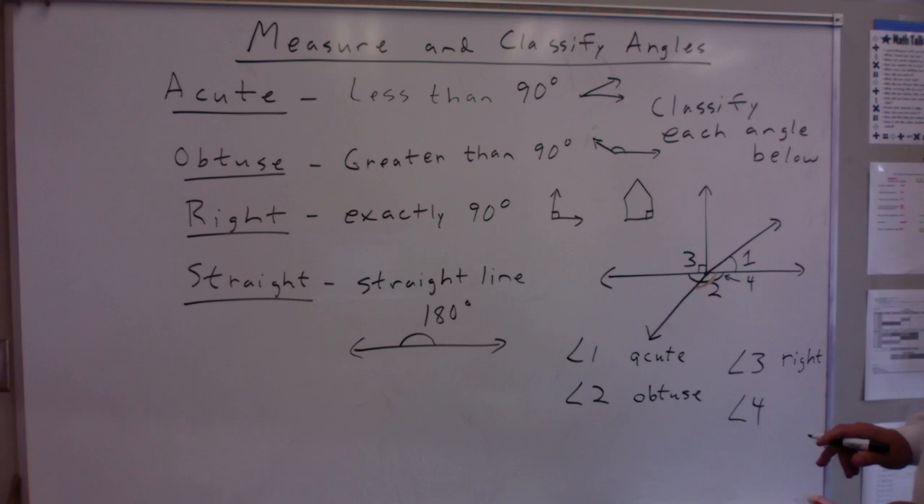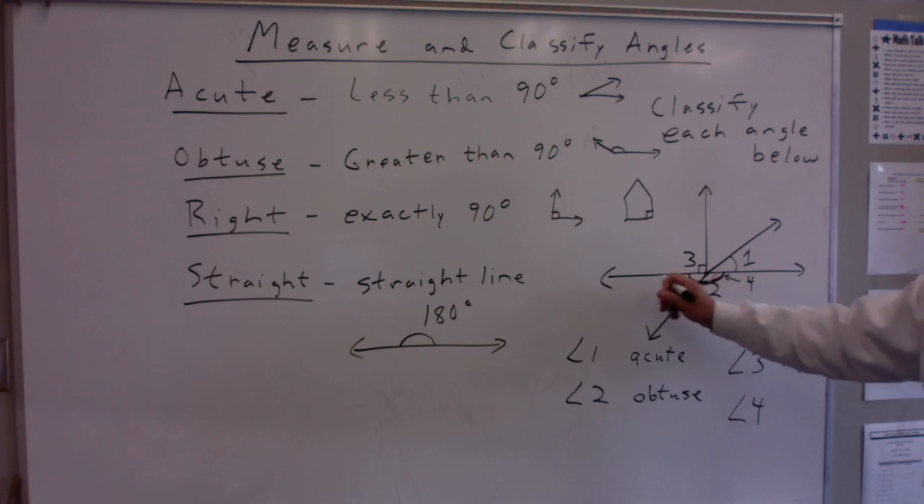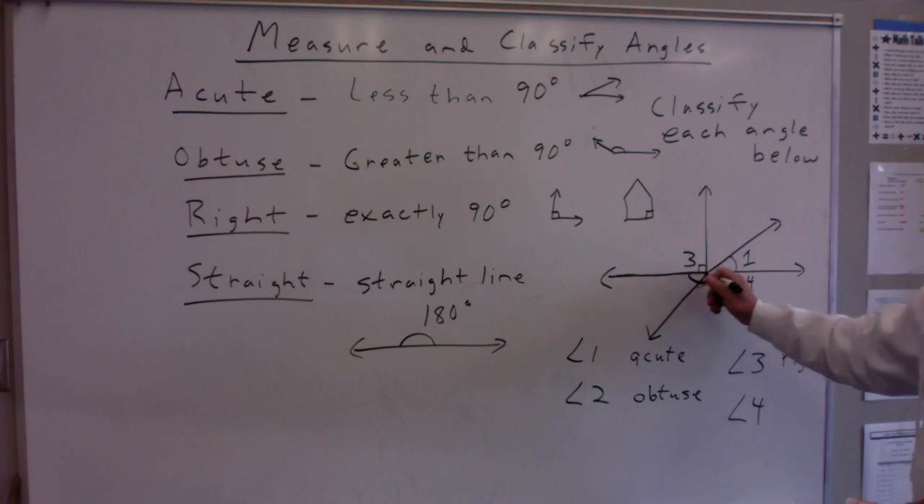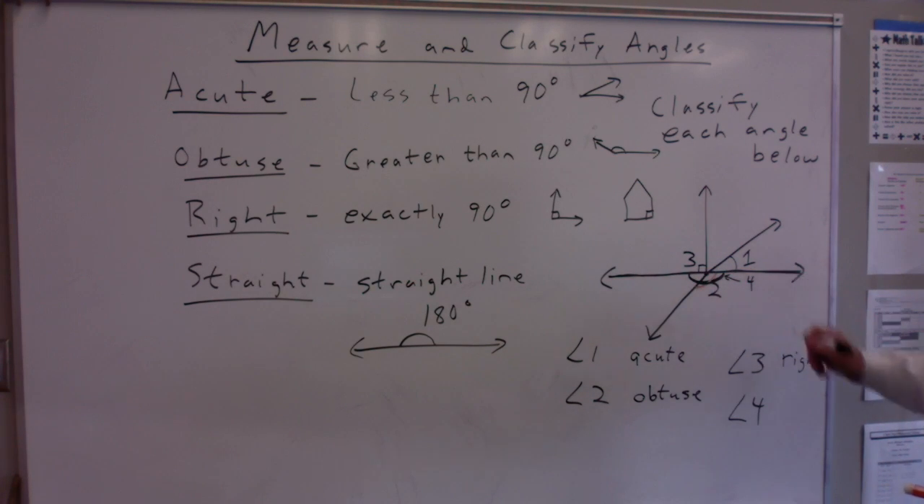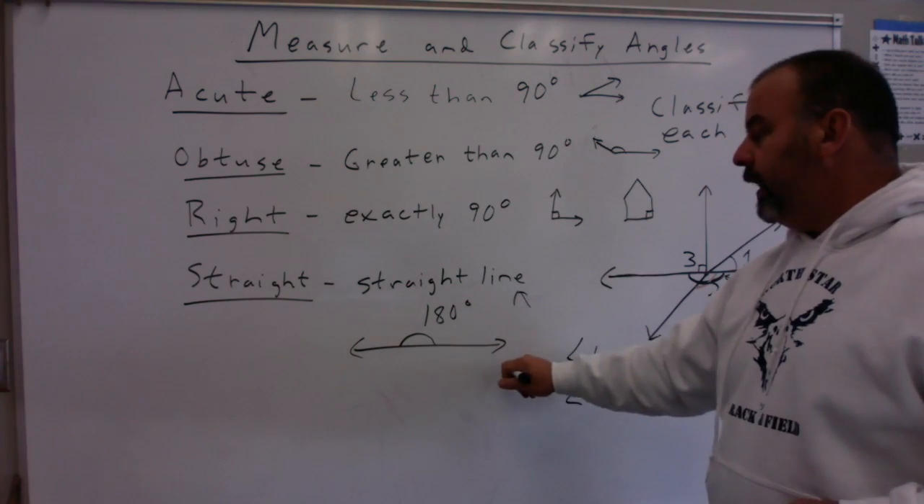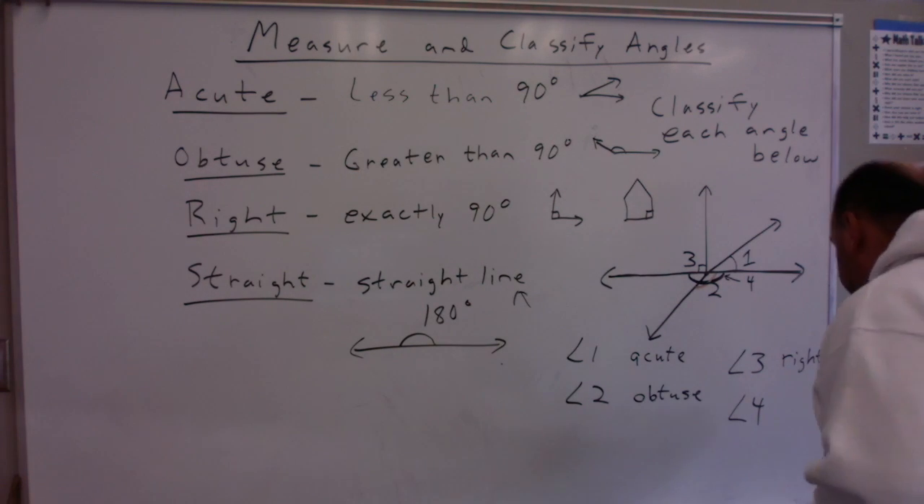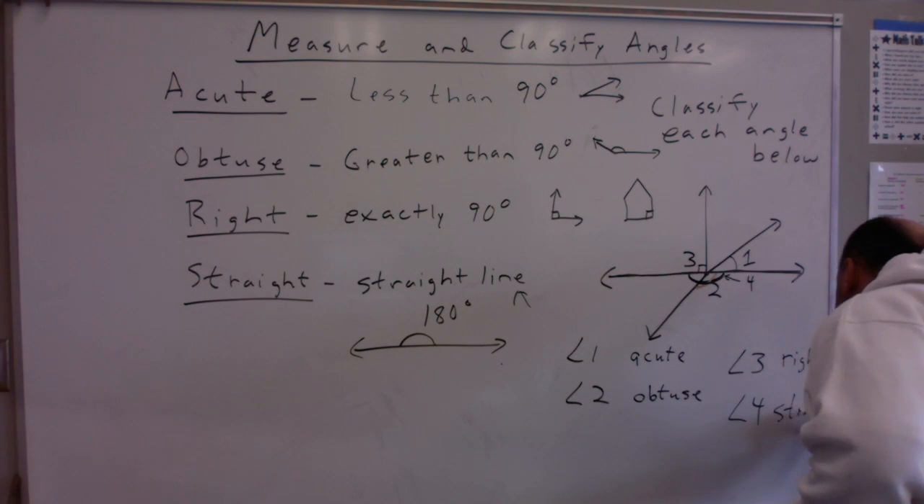And finally, what about angle 4? Angle 4 goes all the way from here to here. So it's this line going straight across, which would make it a straight line, 180 degrees, which would make it a straight angle. So that one's straight.